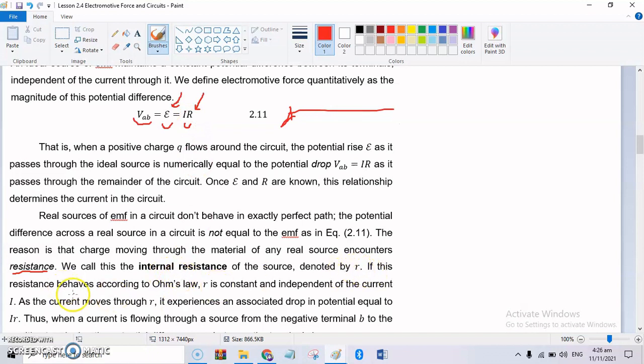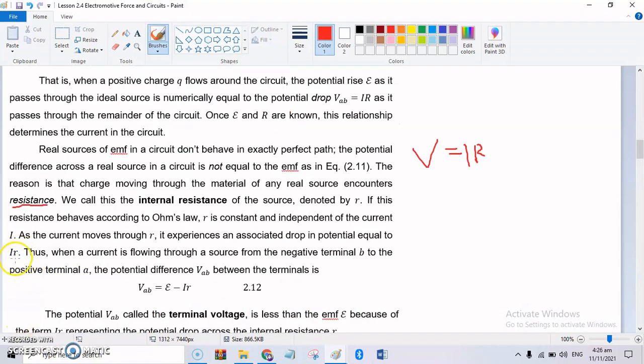If this resistance behaves according to Ohm's law, again, what is Ohm's law? V is equal to IR. Same as this equation. r is constant and independent of the current I. As the current moves through r, it experiences an associated drop in potential equal to Ir. Okay? So, Ir. Equal din siya kay IR.